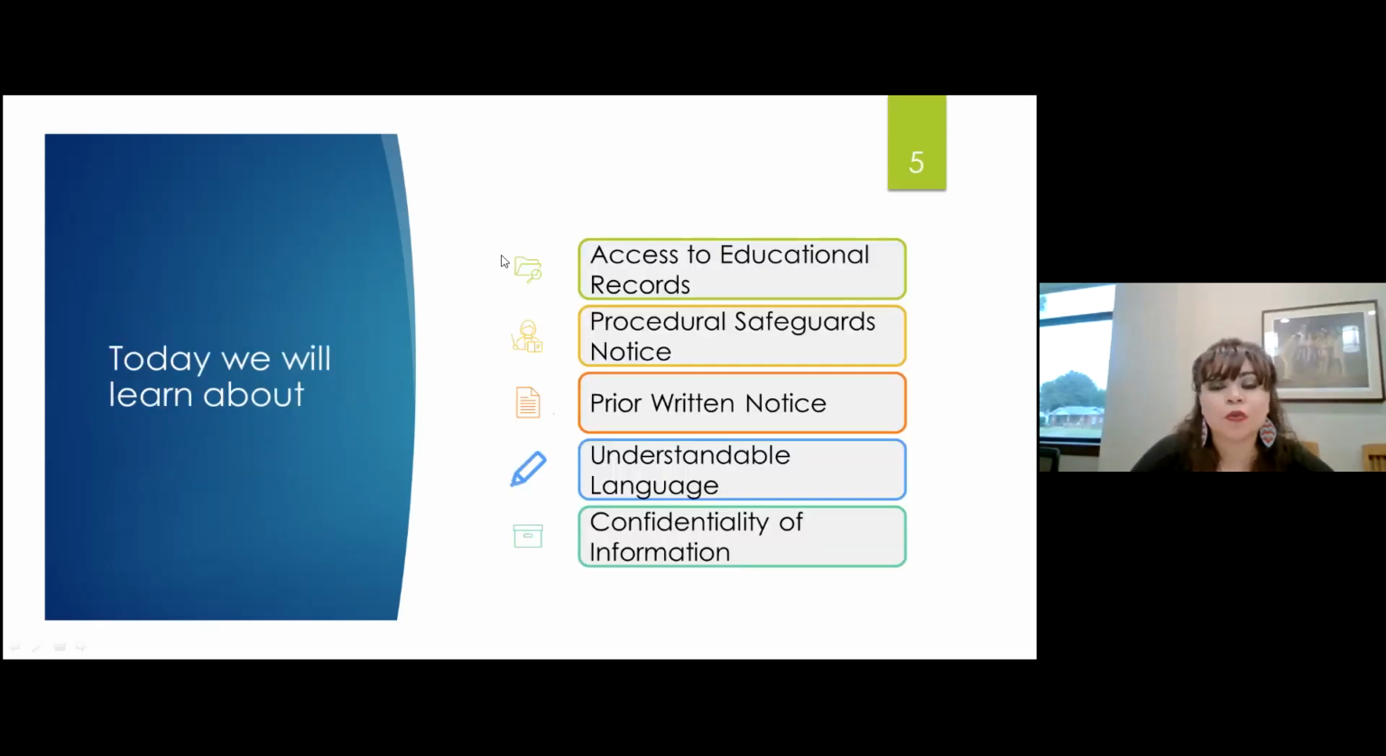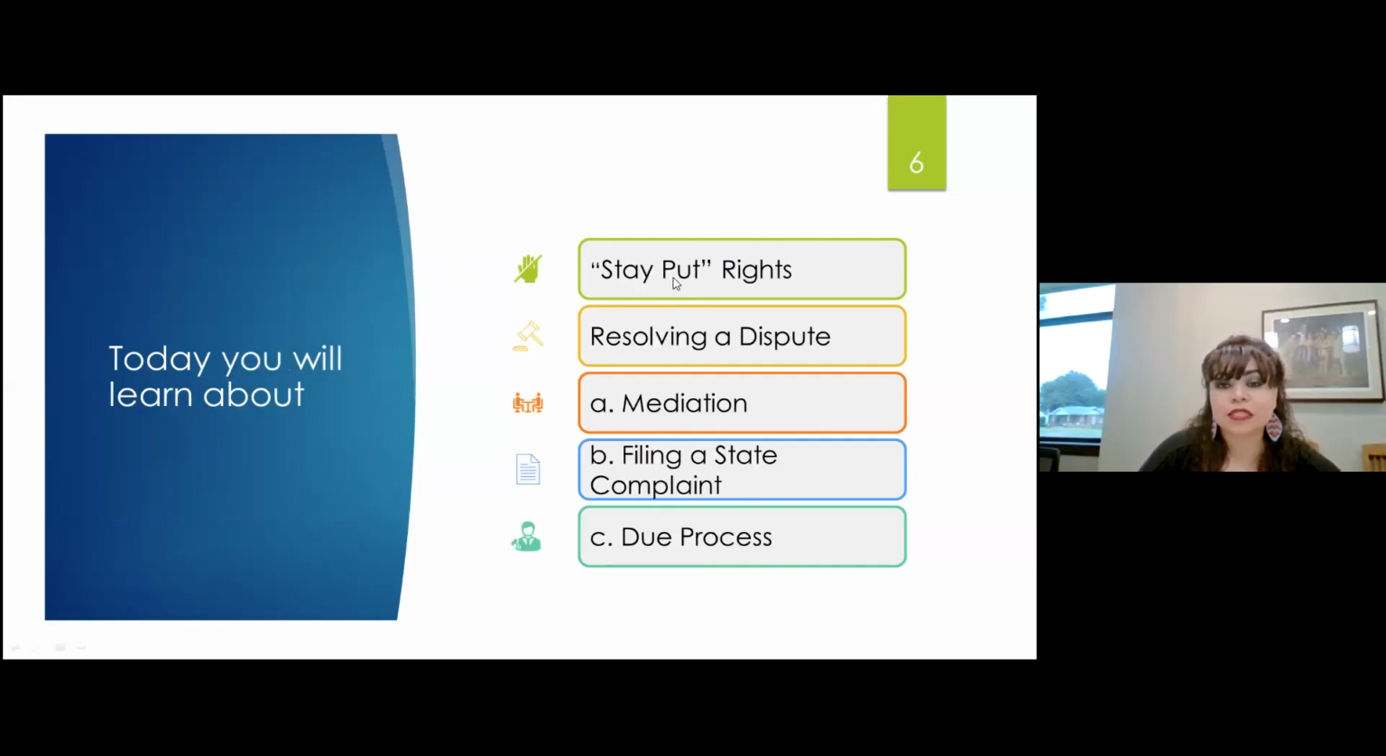So today we are going to learn about access to educational records, procedural safeguards notice, prior written notice, understandable language, confidentiality of information, stay put rights, resolving a dispute. Under resolving a dispute, these are three options that you have. Number one is mediation. Number two is filing a state complaint. And number three is due process.